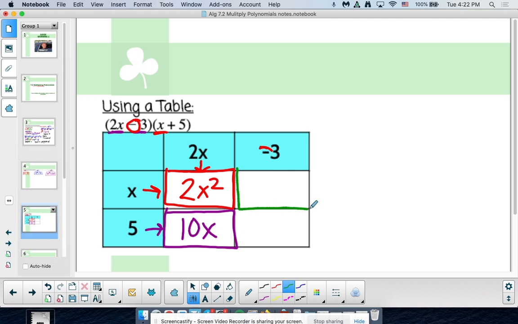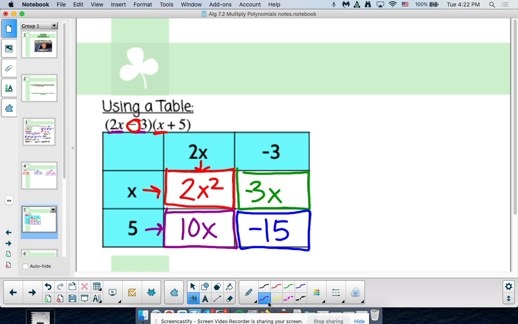Let's do this box over here. I'm going to take negative 3 times x and get negative 3x. And then this bottom box, this blue one, negative 3 times 5 is negative 15. Okay?